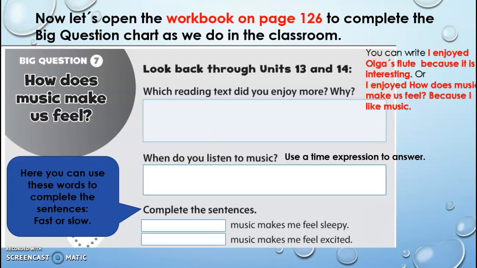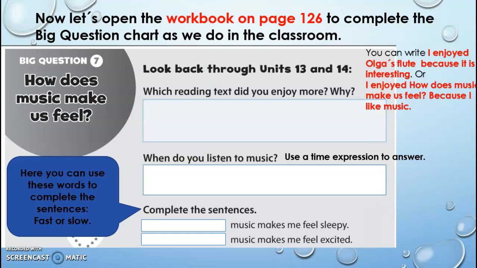And in unit number 14, you read about Olga's flute. Remember what happened to Olga? What did she do in that reading? So you will choose one of the two stories and write it in this space, in the box, okay? For example, you can write, I enjoyed Olga's flute because it is interesting, or I enjoyed how does music make us feel because you like music. You can write that and I will accept it, okay?